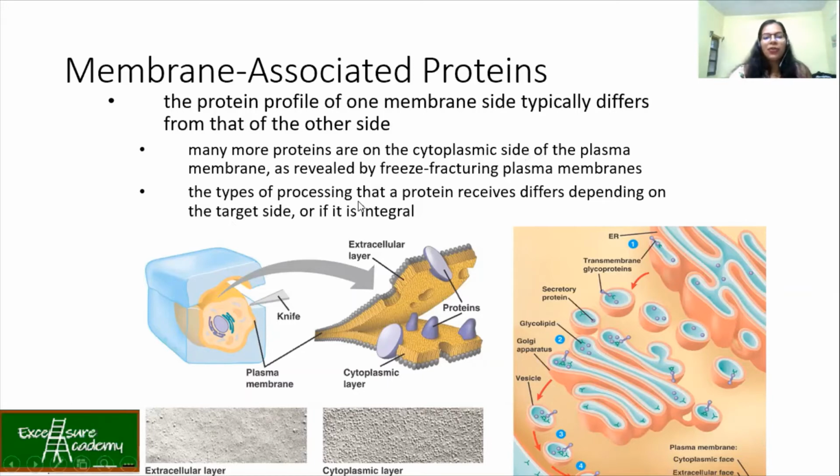Now, the type of processing that the protein receives differs depending on the target site, or whether it is an integral protein. Now, this is one example. We'll talk about the freeze fracture technique later. Suppose this is your cell. What you do is take the cell and freeze it. Now, how do you freeze? You don't keep it in the fridge. You use liquid nitrogen.